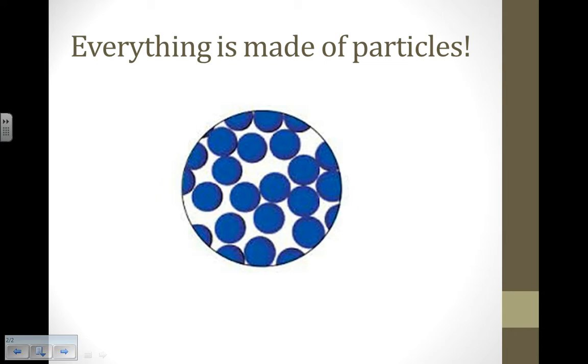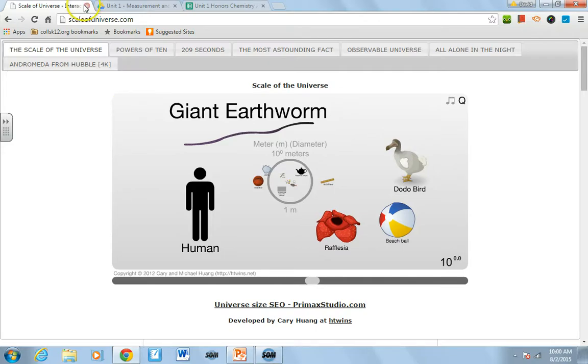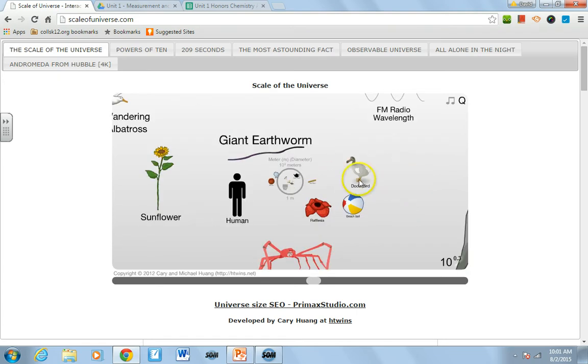So I want to go to a website and show you what the particulate view of matter is. This is the website scaleofuniverse.com. You're more than welcome to go here in your free time to see more of what this site has to offer than what I am showing you. What we're going to be able to do is zoom in on everyday objects. So you can see here's a human, and if you click on it, as soon as my computer loads, it will give you some information about the object. Okay, oh, it just zoomed out.